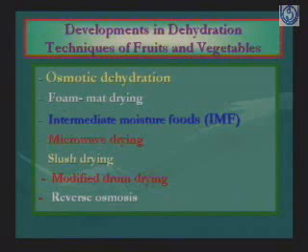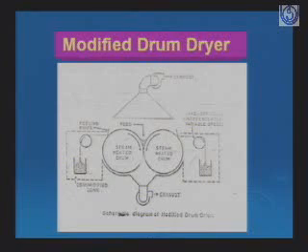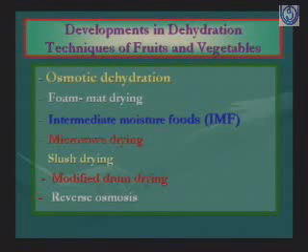Then these are some other methods: osmotic dehydration, pomace drying, intermediate moisture drying, then microwave drying, then slush drying. To overcome the slush drying, just mechanical drying wastes heat energy and damages the product, so to overcome that we use modified drums. Sometimes reverse osmosis is used, where the product is also reduced from the solutes by simple membranes.